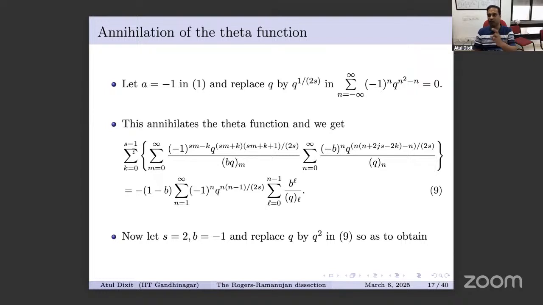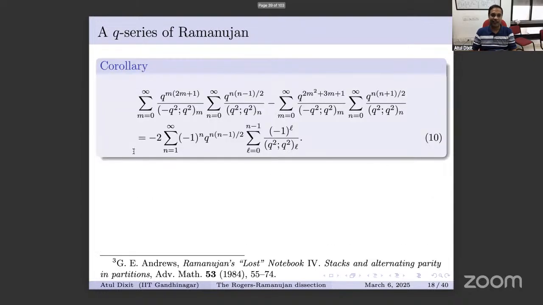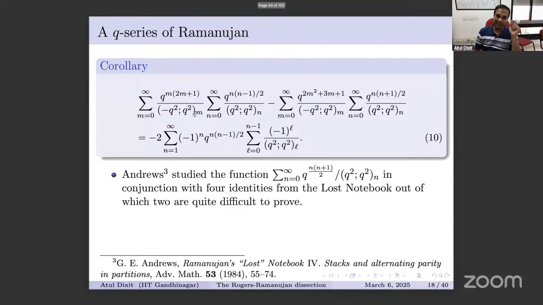If I put S equal to 2, there is an identity which involves 4 Q series, 3 of which are not studied. And the fourth one has appeared in Ramanujan's work, namely this particular series: summation q^((n+1)/2) divided by (q^2)_n.